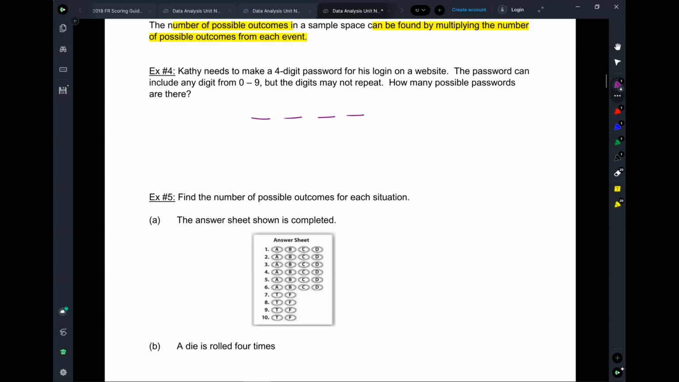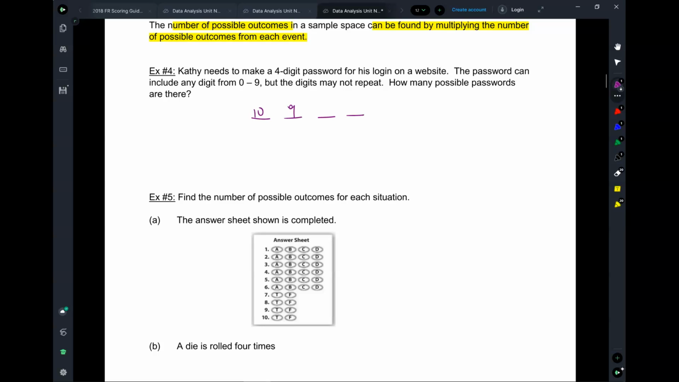So when we're choosing the first one, from 0 to 9, there are 10 possibilities, right? Now you used 1. For the next one, you can't reuse that same one. So how many possibilities do you have left? 9. 0, 1, 2, 3, 4, 5, 6, 7, 8, 9: 10 possibilities for that first number.